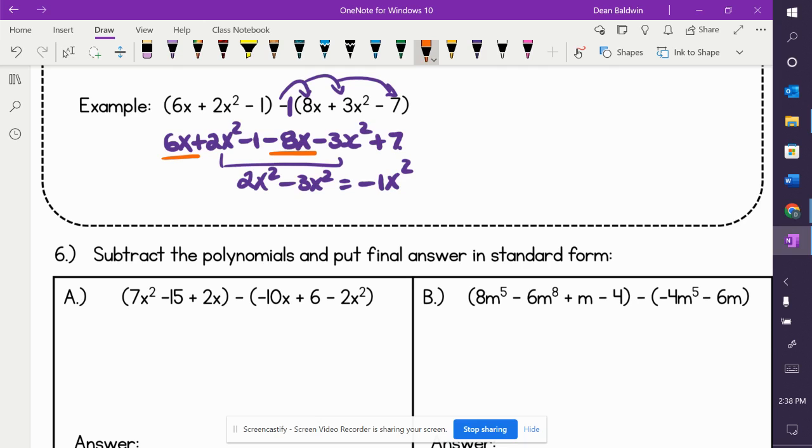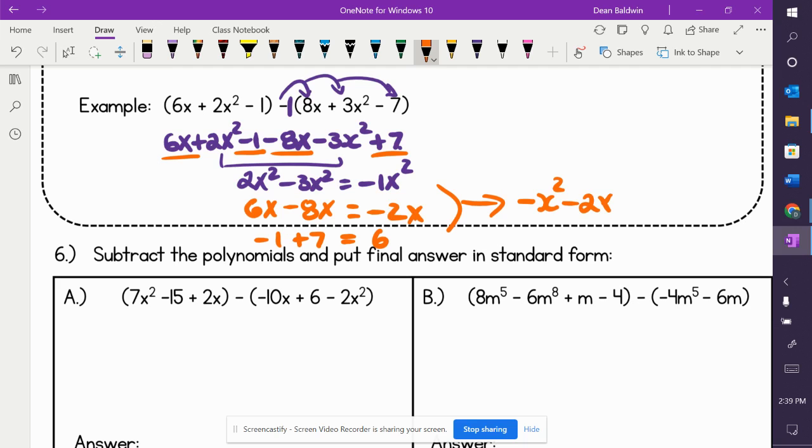Six x and negative 8x. What's 6 minus 8? Negative 2. And then the final one is negative 1 and positive 7. Do it down here. Thank you. That's important. And then negative 1 plus 7 is positive 6, or just 6. So then this whole thing becomes negative x squared minus 2x plus 6.